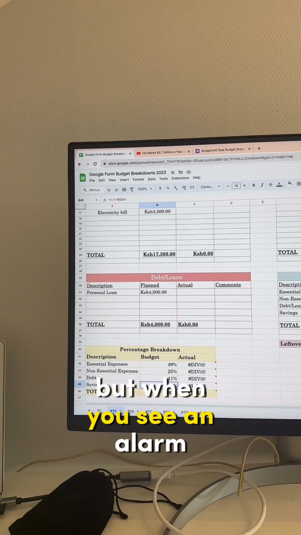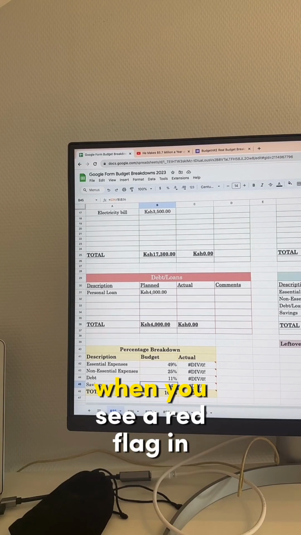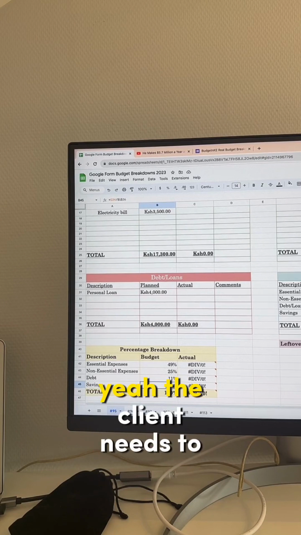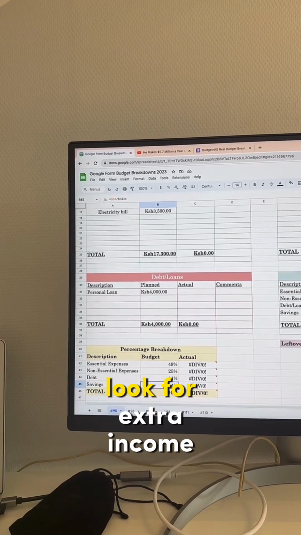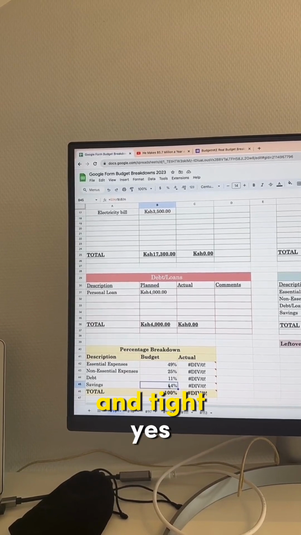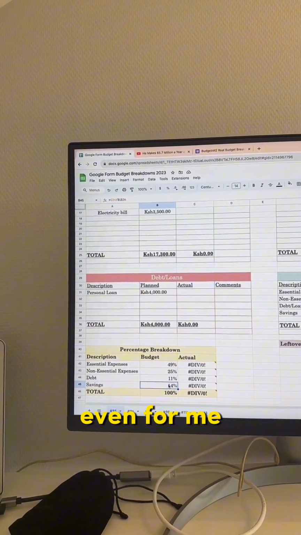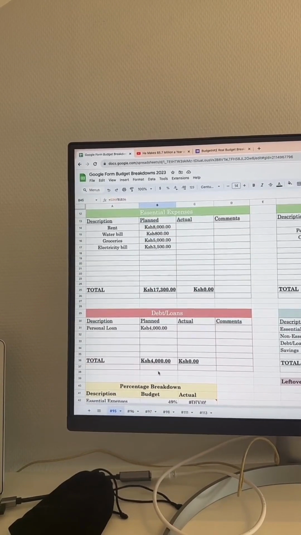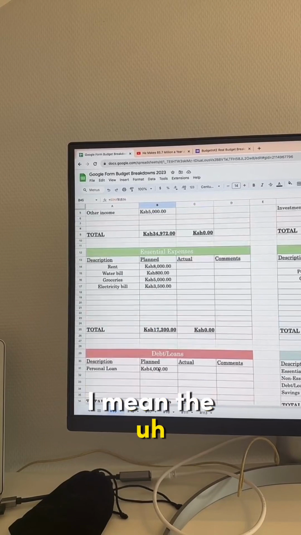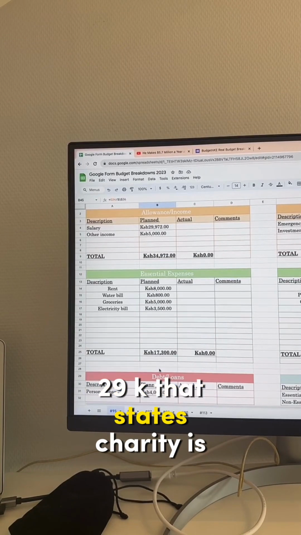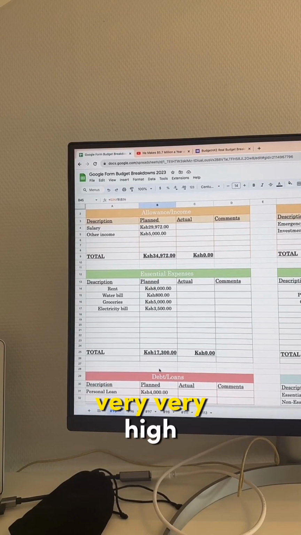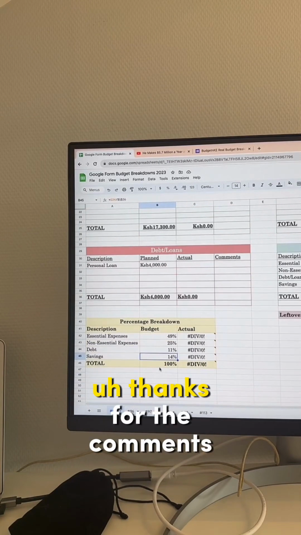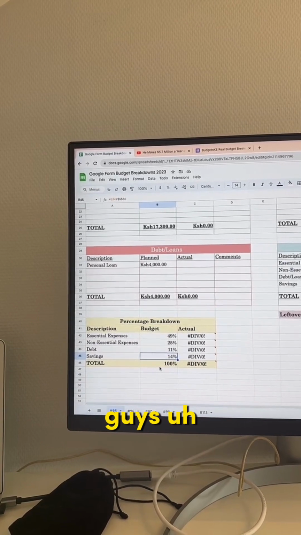But when you see an alarm, a red flag in your budget, you can react to it. The client needs to look for extra income and minimize on non-charity and tithe. Yes, Monsieur. Even for me, that tithe was a bit on the higher side for somebody earning 29K. That tithe and charity is very high. Very, very high, in my humble opinion.